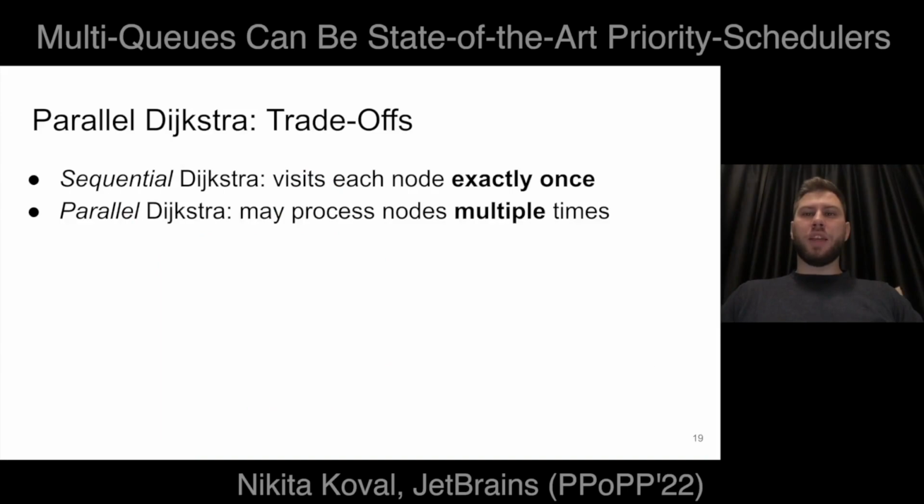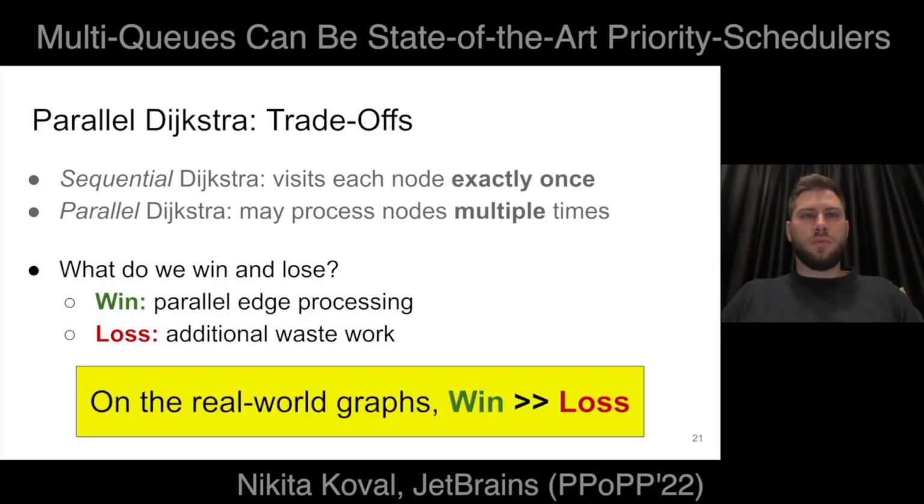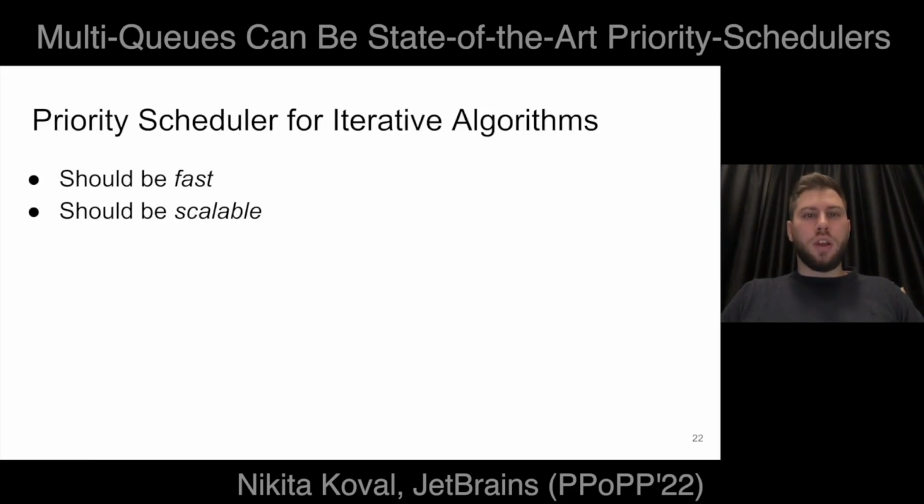Here we come to the main trade-offs. In the sequential version, each node is processed exactly once. However, in the parallel version, nodes may be processed multiple times, optimizing the distance. So we win from parallelizing the iterations and can lose by performing additional wasted work when processing nodes with a non-optimal distance. As many experiments show, we win much more than we lose.